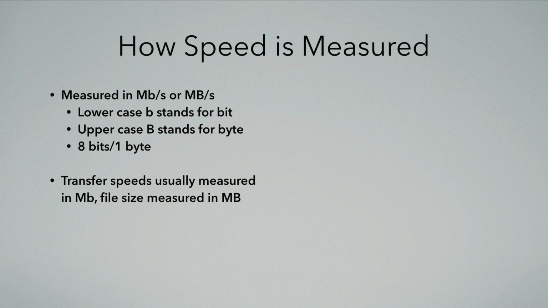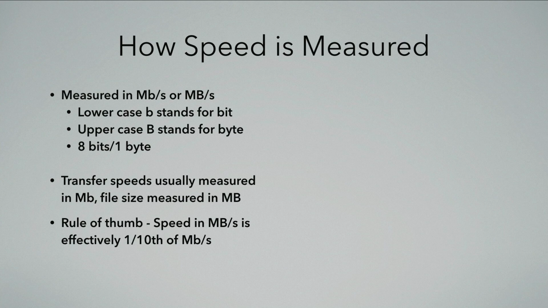But what exactly is the relationship between the two? I mentioned that there's 8 bits to each byte, but when we're talking about day-to-day numbers, it's actually a lot easier and sometimes even a little more accurate to think about it as speed in megabytes per second is effectively 1/10 of megabits per second. So if I have something that is 1,000 megabits per second, it's effectively 100 megabytes per second. Does that make sense to everybody? Okay.